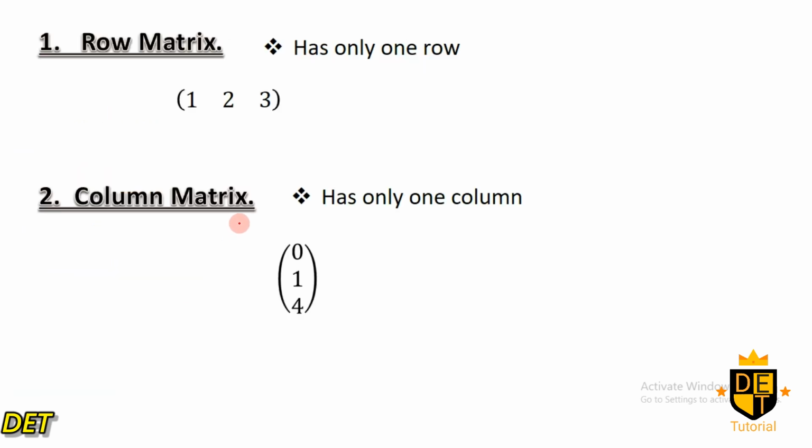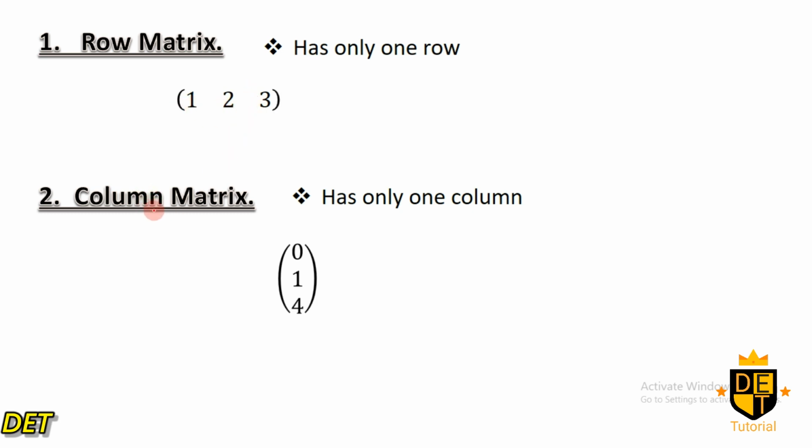So the first type of matrix we'll be looking at is the row matrix. And what does that mean? It means that it has only one row. So this is an example of a row matrix. It has just one row. Alright, so this is a row matrix.